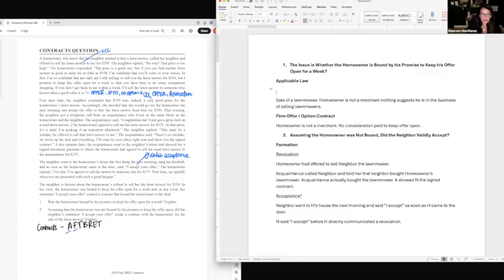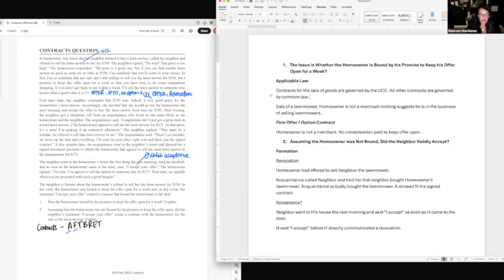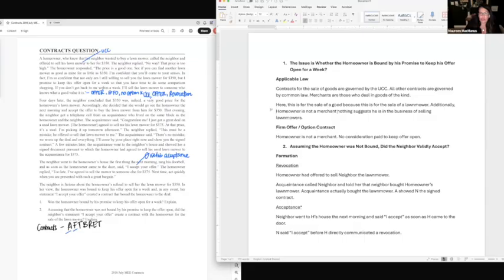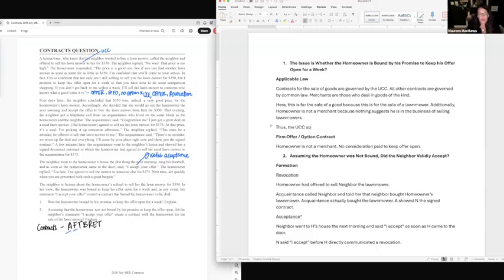So yeah, these are just the facts. Okay, so contracts for the sale of goods are governed by the UCC. All other contracts are governed by common law. Merchants are those who deal in goods of the kind. That's it. Really simple rules. So I want to say here, this is for the sale of a good because this is for the sale of a lawnmower. Additionally, homeowner is not a merchant because he's not in the business of selling lawnmowers. Thus, the UCC applies. That's it. That's how we do a quick little analysis.